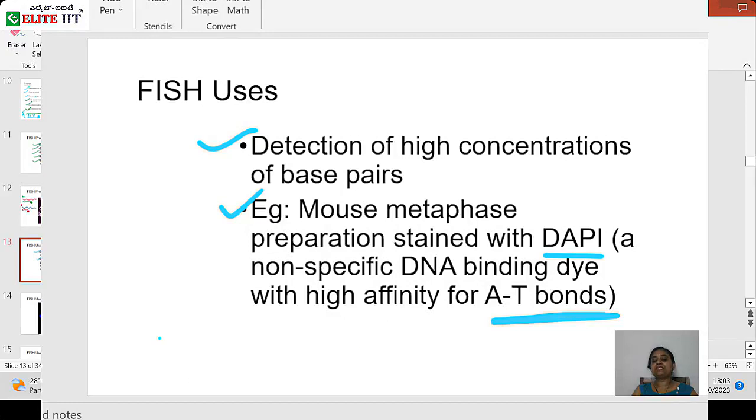That means if there is any segment of the sequence where a lot of AT bonds are present, rich in AT sequence, in that position what will bind? DAPI can bind. So you can label it or use DAPI as the probe. It will bind at the AT rich sequence. If you visualize through the microscope that DAPI is binding with any region, that means an AT rich region is present. See, this is one application.